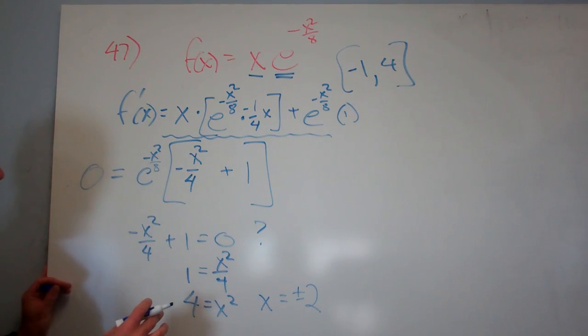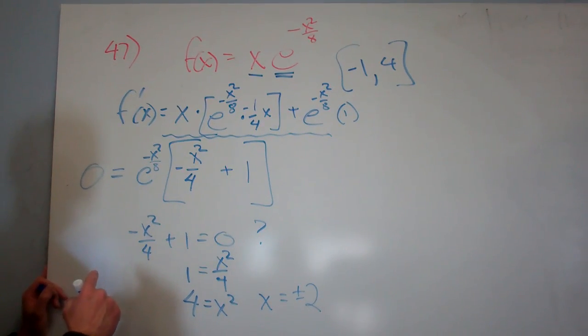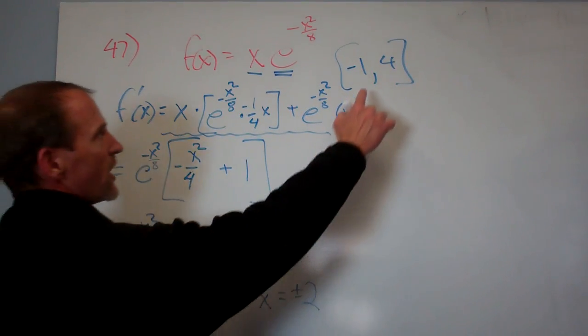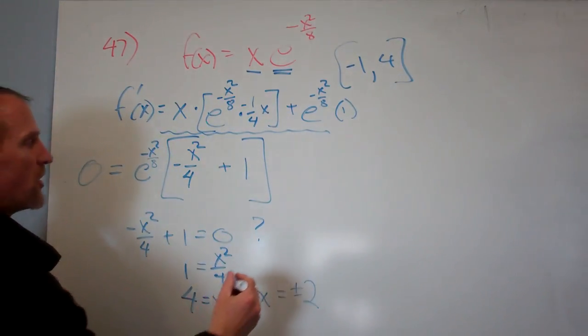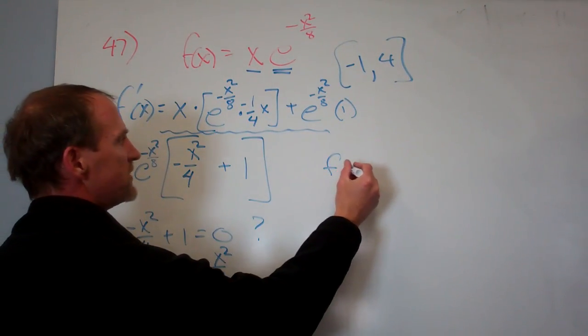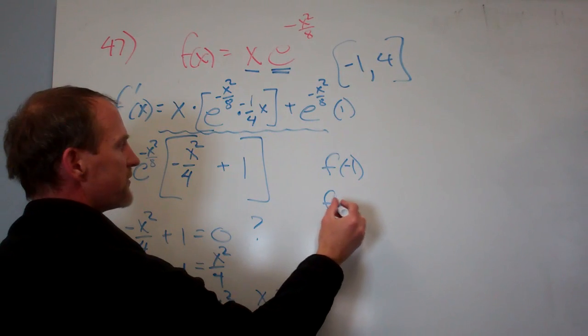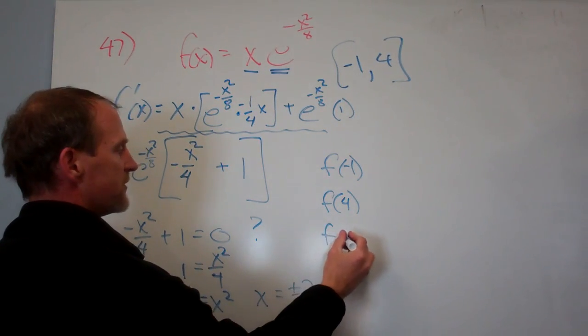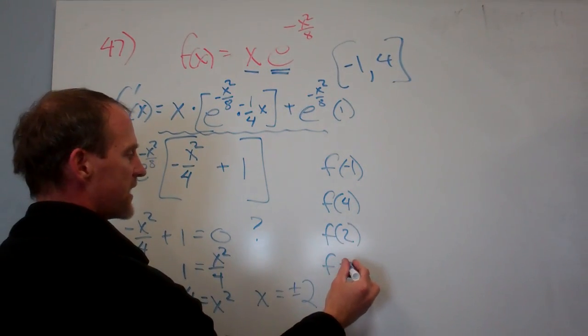I need to evaluate whether or not they're an absolute maximum or an absolute minimum, as well as the endpoints. Okay, so all you're going to do is you're going to do f of negative 1, you're going to do f of 4, you're going to do f of 2, and f of negative 2.